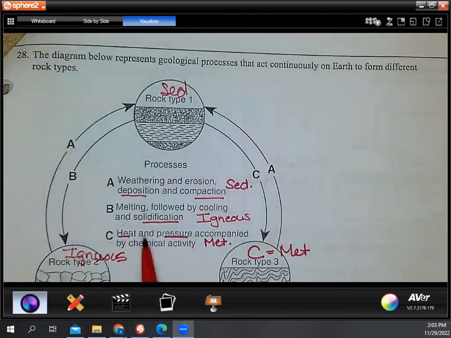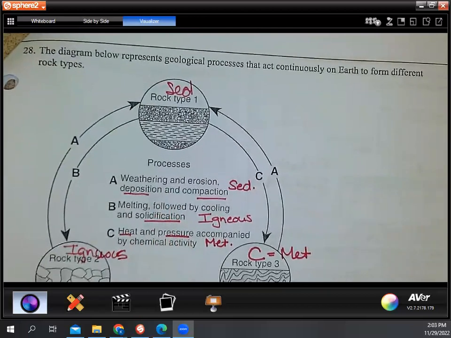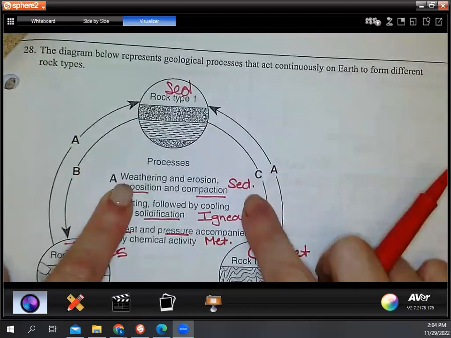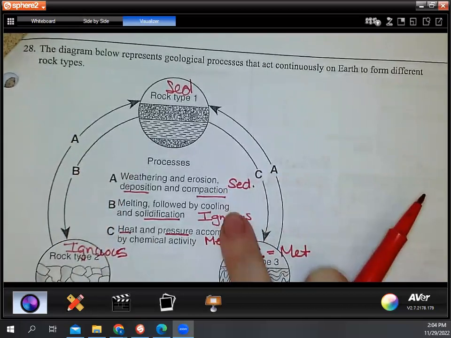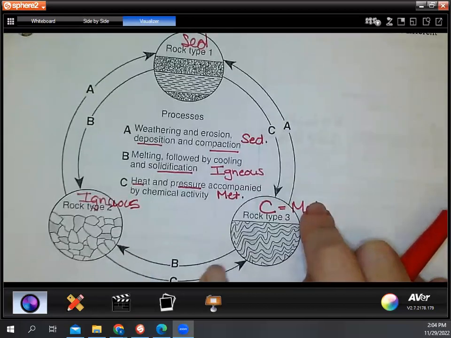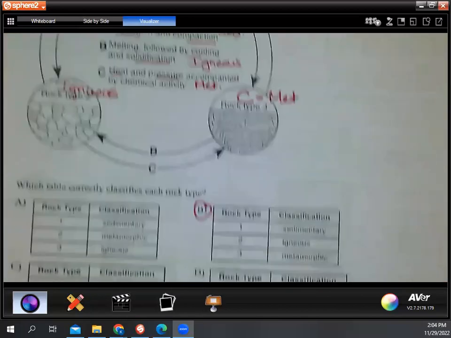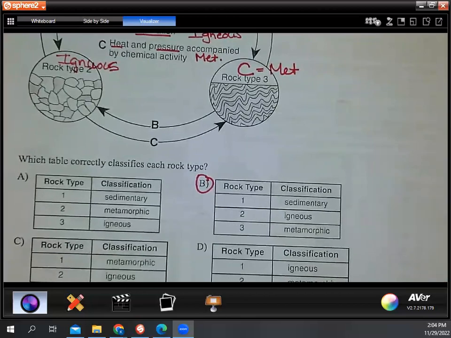So now I just figured out what A, B, and C are: sedimentary, igneous, metamorphic. From there, I can see A's are going this way, so that's my sedimentary rock. B is going this way, that's my igneous rock. C's are going this way, that's my metamorphic rock. I look for the chart that lists that in the correct order that I just determined, and it is B.